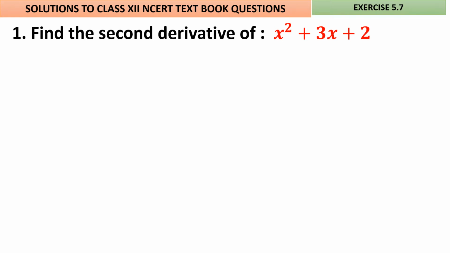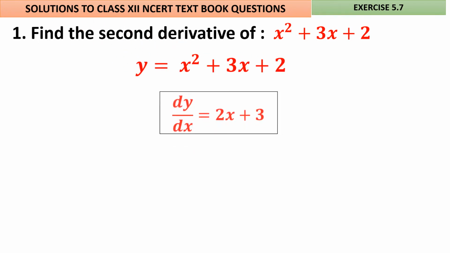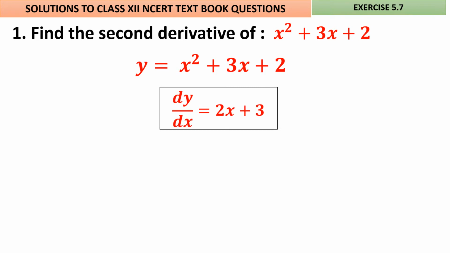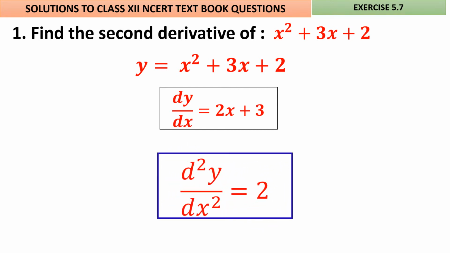Let us go to exercise 5.7. Question number 1. Find the second derivative of x square plus 3x plus 2, a polynomial. First derivative is 2x, x square derivative, 3 derivative of 3x, and 2 derivative is 0. No need to write. Again do the derivative. The differentiation of 2x is 2 and the differentiation of 3 is 0. Therefore, the final answer is 2. And you are seeing here the second derivative is a constant.